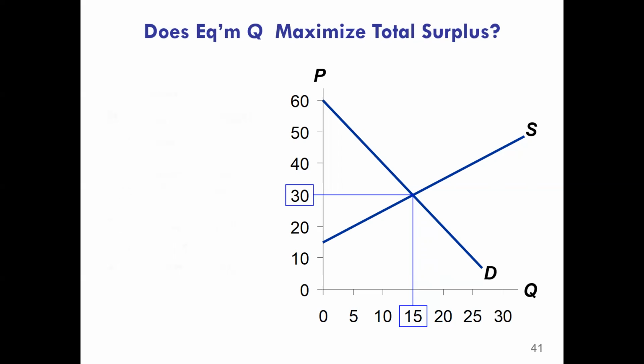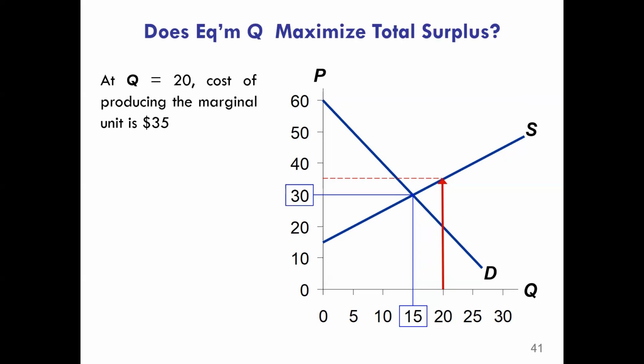The next question we will be interested in is, does the equilibrium quantity maximize total surplus? So when we increase the quantity from 15 to 20, we realize from this diagram that the cost of producing the marginal unit is now $35. So there's an increase of $5.